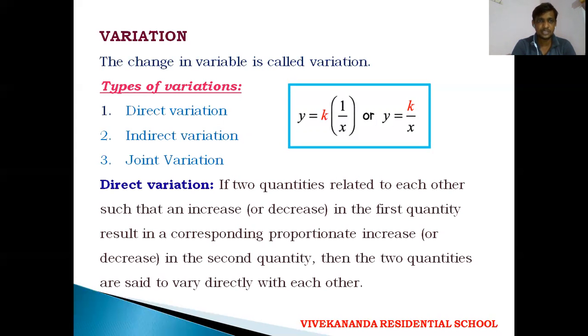That means if I take two variables, x and y, if x is increasing, y should increase. If x is decreasing, y should decrease, or if y is decreasing, x should decrease, and vice versa. Then that is called direct variation. It is expressed as follows: A and B are two variables, then A is directly proportional to B, using the proportionality symbol. That means A is equal to KB, where K is a constant. Bringing B to this side, A by B is equal to constant.